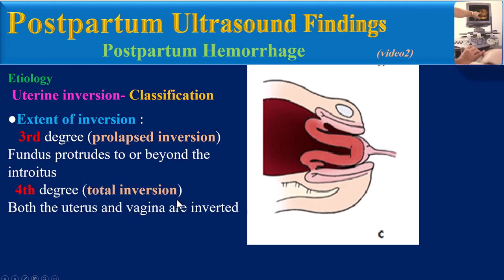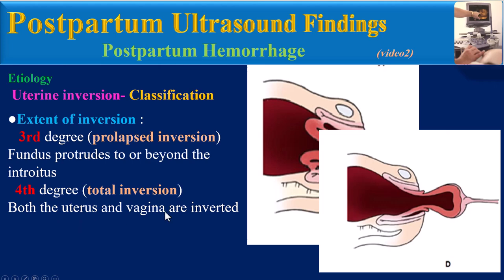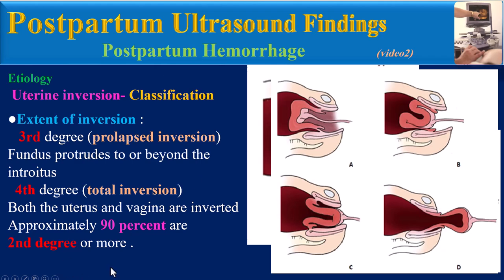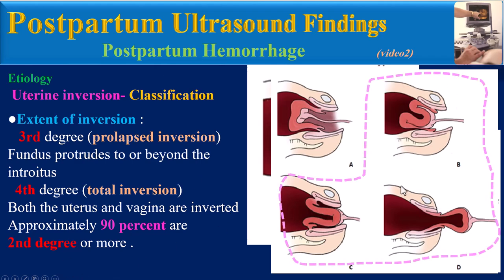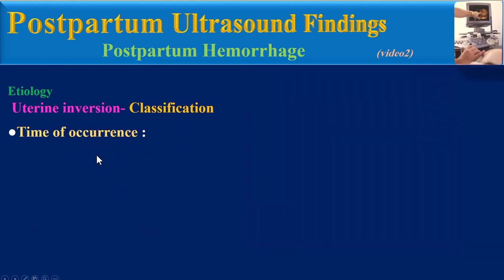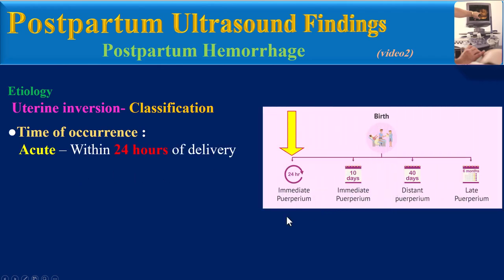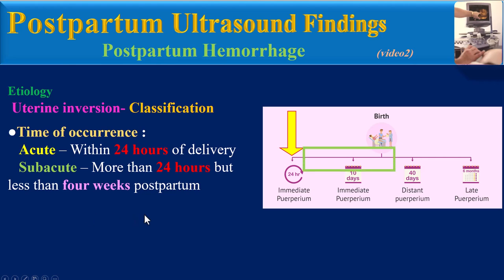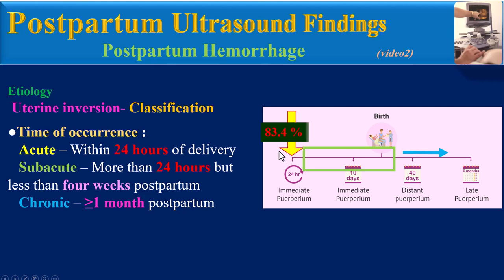And in fourth degree or total inversion, both the uterus and vagina are inverted. Approximately 90% of uterine inversions are second degree or more. Classification according to time of occurrence: it's classified as acute, meaning within 24 hours of delivery, subacute, more than 24 hours but less than 4 weeks postpartum, and chronic, meaning 1 month or more postpartum.